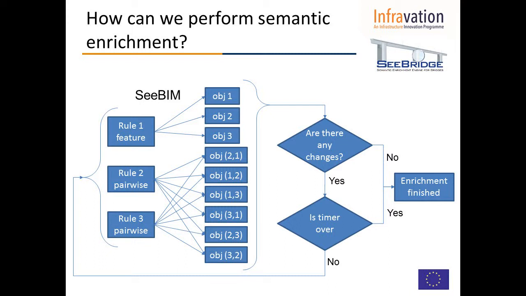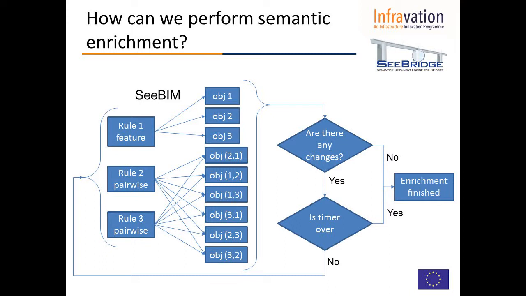Then, how does CBIN add the information? Let's start with a simple example of a model with 3 objects and a rule set of 3 rules, where the first rule addresses only one object and the other rules compare pairs of objects. Each of those rules will run in a loop on all available objects. For the first rule, it will be objects 1, 2, and 3. The other rules will run on all possible combinations of object pairs.